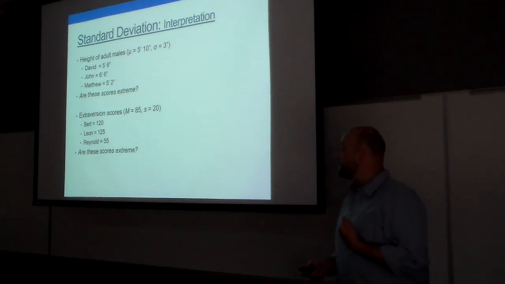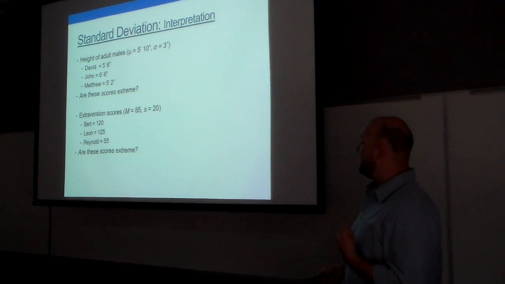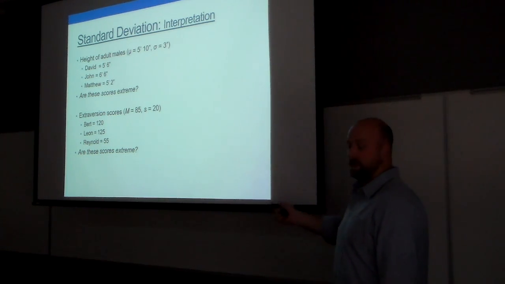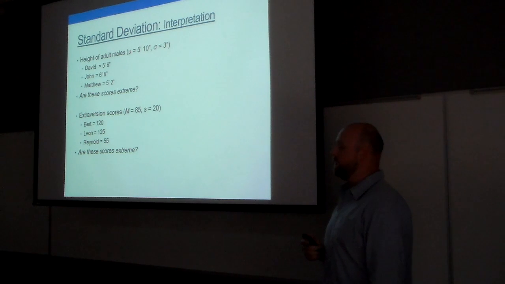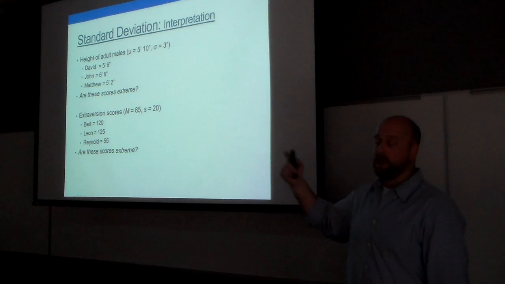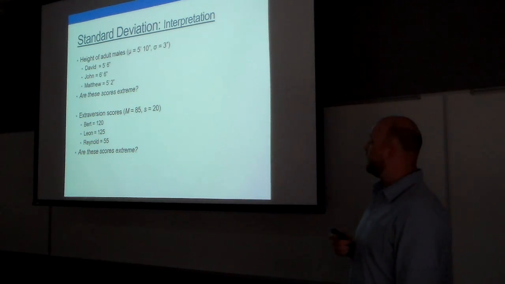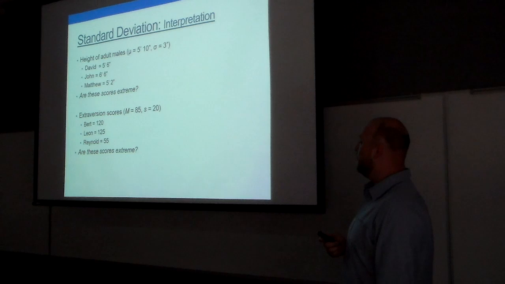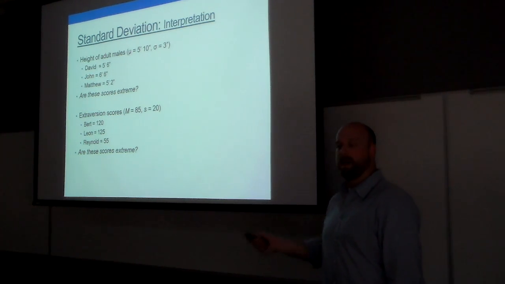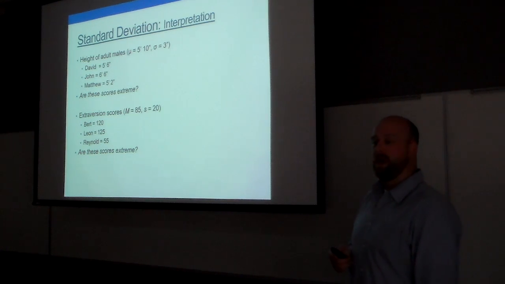Same thing if we look at extroversion scores, right? We have a mean of 85, standard deviation of 20. We can go through and start identifying whether or not these are extreme. We don't even have to know anything about the scaling of this measure. If you give me the mean and standard deviation, assuming that extroversion falls on a relatively normal distribution, I can start telling you whether or not this is something that would be expected or not expected based on the values there.